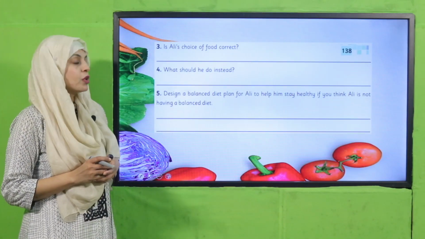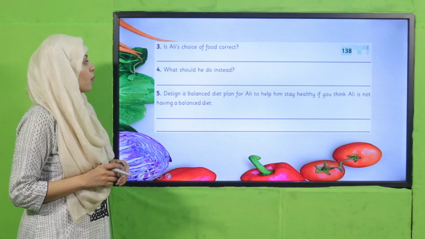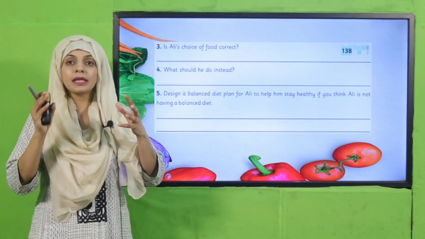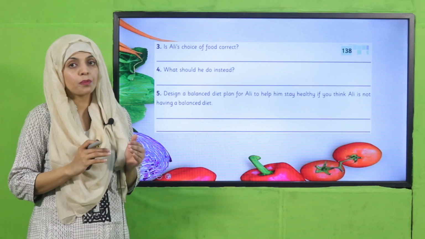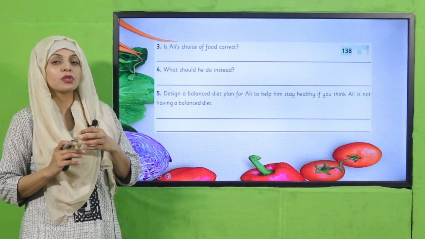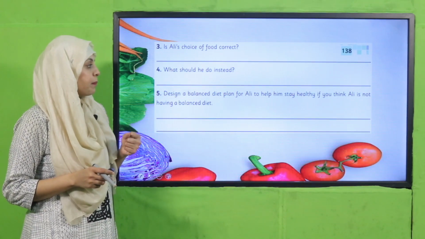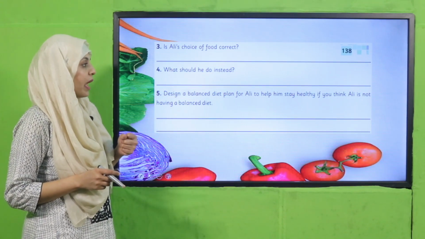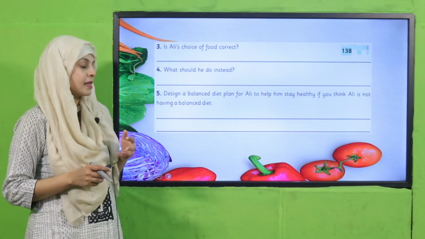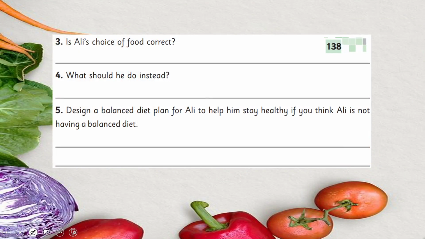And is Ali's choice of food correct? No way. Then what should he do instead? He must take food from all the food groups: dry fruits, carbohydrates, fruits and vegetables, meat and grains to keep himself healthy. Design a balanced diet plan for Ali to help him stay healthy if you think Ali's not having a balanced diet. So अगर आपको लगता है कि अली की डाइट जो है वो बैलेंस्ड नहीं है, तो आप उसके लिए एक बैलेंस्ड डाइट बनाएं ताकि वो हेल्दी रह सके. So he must take carbohydrates, proteins, fruits and vegetables and dairy products more often to grow and work properly.